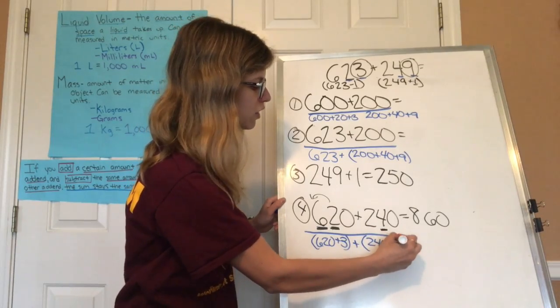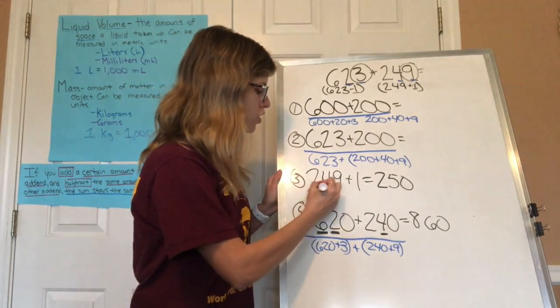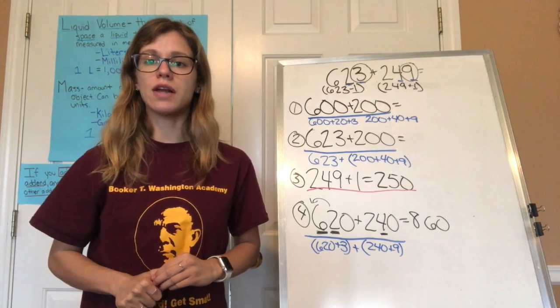240 plus 9. What I want you to do now is pause me and think about why 249 plus 1 isn't a breaking apart strategy.